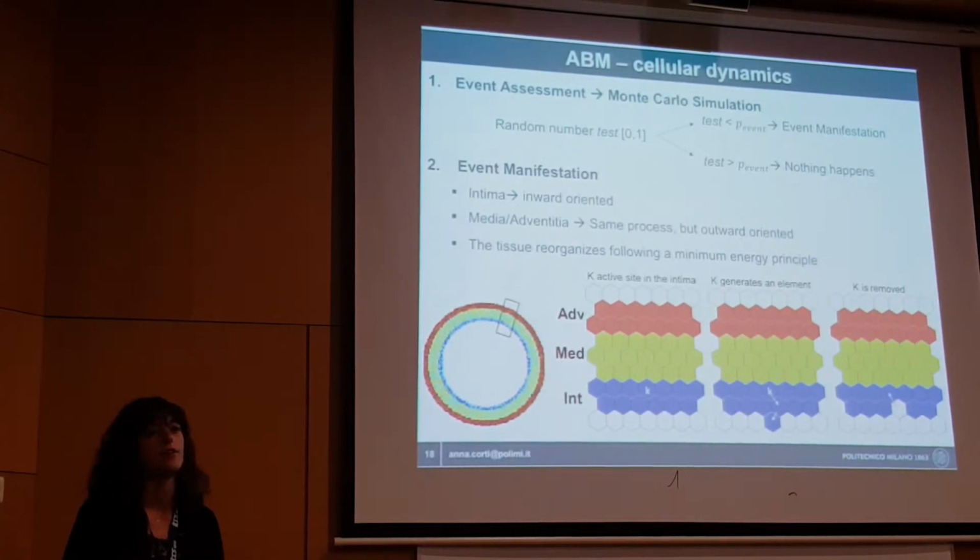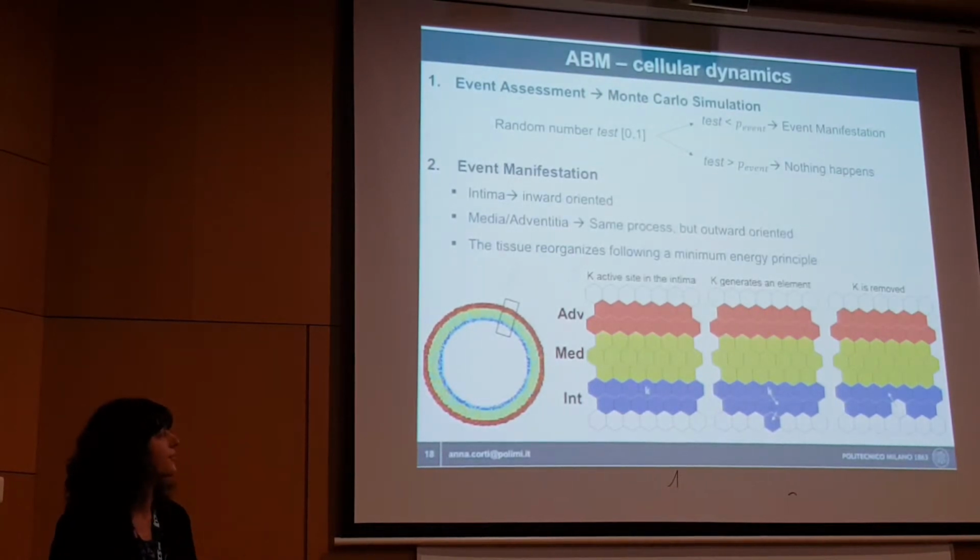Moreover, the tissue reorganizes following a minimum energy principle, meaning that cells move along the shortest path towards an empty space. The figure shows an example of possible reorganization of the tissue in case of production or removal of an element in the intima layer. If K produces an element, the intima grows towards the lumen, while if K is removed, its site is occupied by an inverse movement of the surrounding agents.